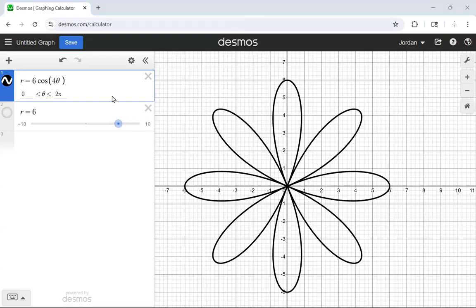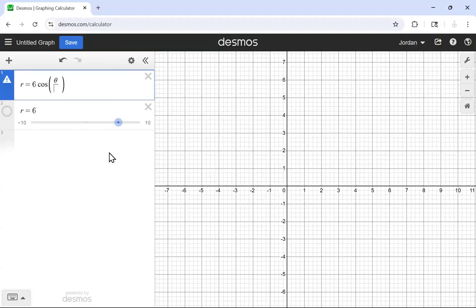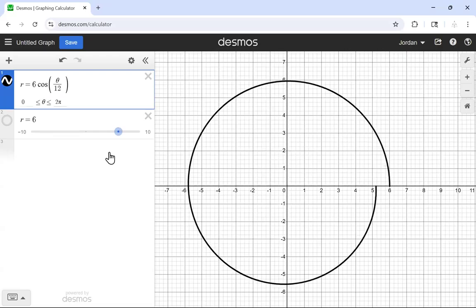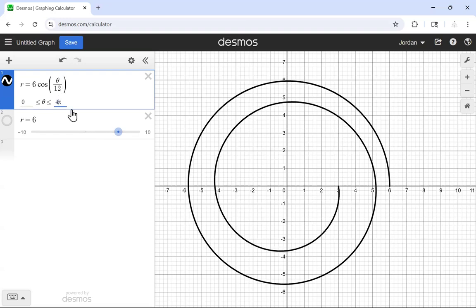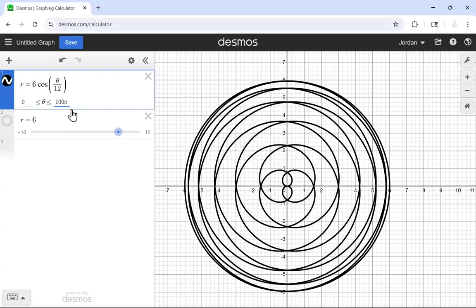So let's play around with this. Let's take 6 cosine 4 theta, and instead of just having 4 theta, let's do theta over 12. Now, you may want to increase the bound on your theta.